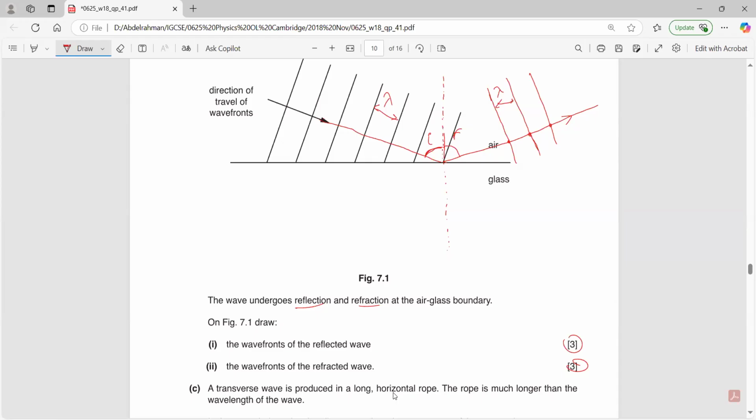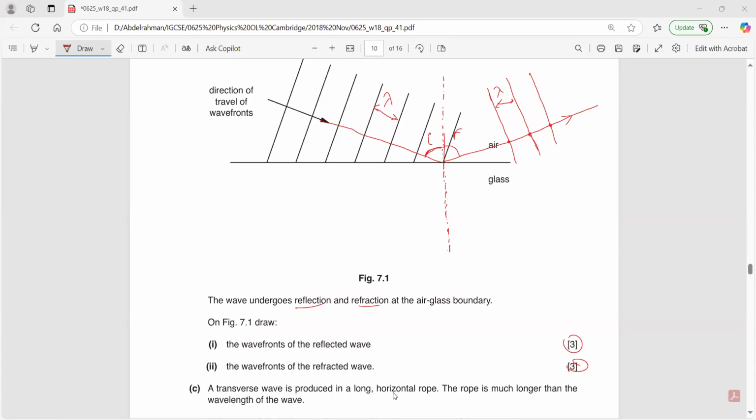But while refracting, when the light passes from the air to the glass, what happens? Light refracts. It bends towards the normal. The angle decreases. The angle of refraction is less than the angle of incidence.